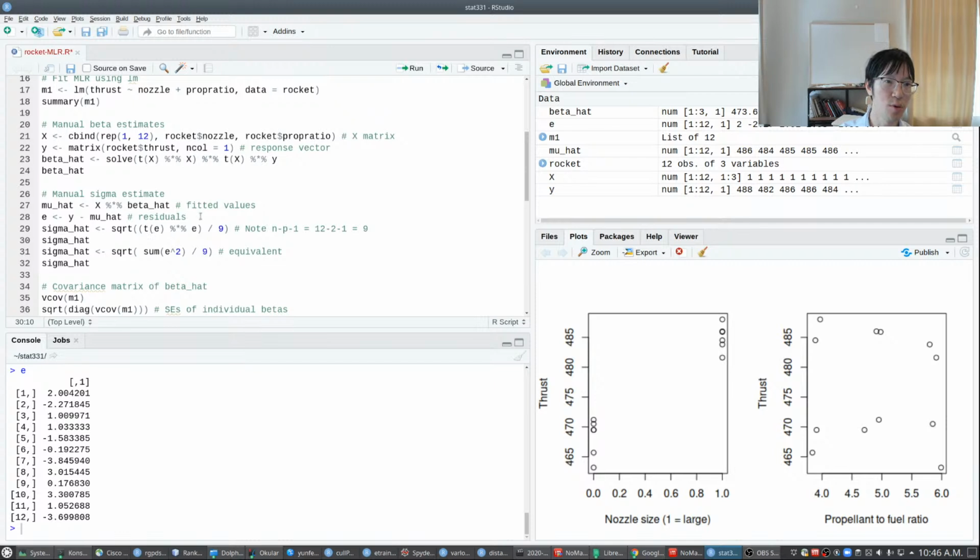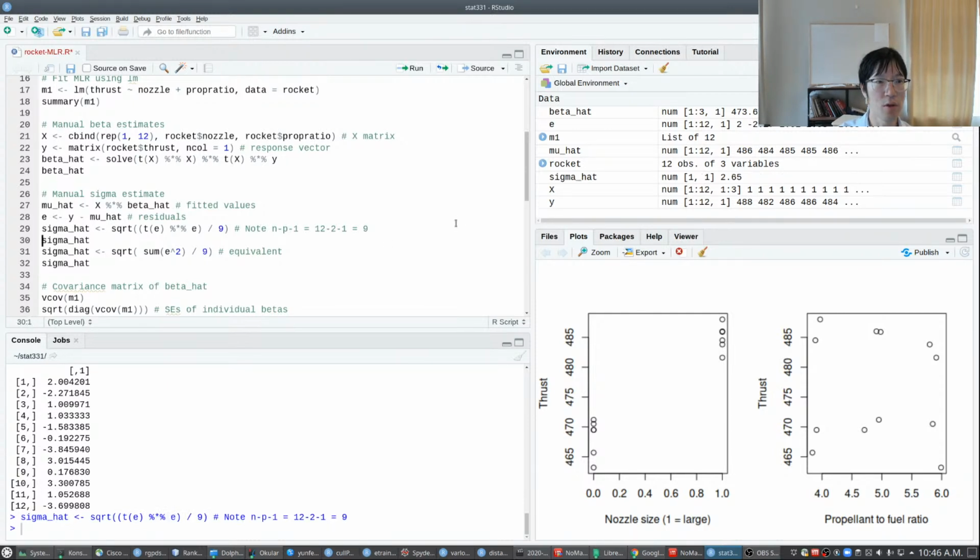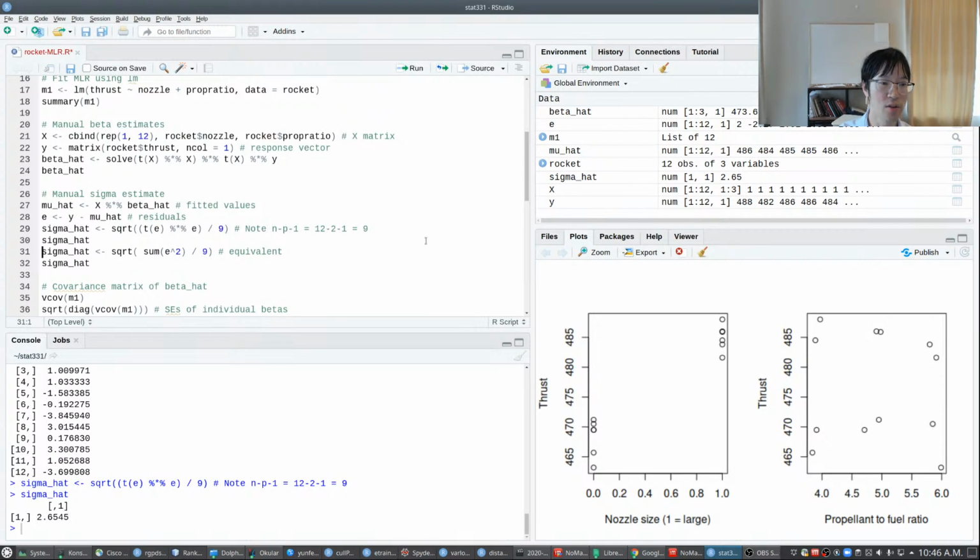So we take E transpose E divided by 9, and that gives us the estimate of sigma squared, and if we want the estimate of sigma, we take the square root of that. That's why I have this expression for sigma hat. So let's do that calculation, and indeed sigma hat is 2.65, which matches the output that we saw from R's lm command.